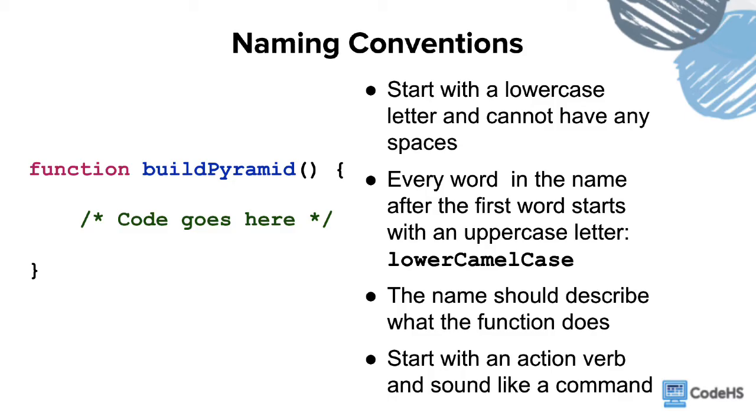So what can you name a function? Well, pretty much anything, but here are a few naming conventions or standards you should follow when creating new functions in Karel. Every function should start with a lowercase letter and cannot have any spaces. Every word in the name after the first word starts with an uppercase letter. The function name should describe what the function does, and the name should start with an action verb like build and sound like a command.